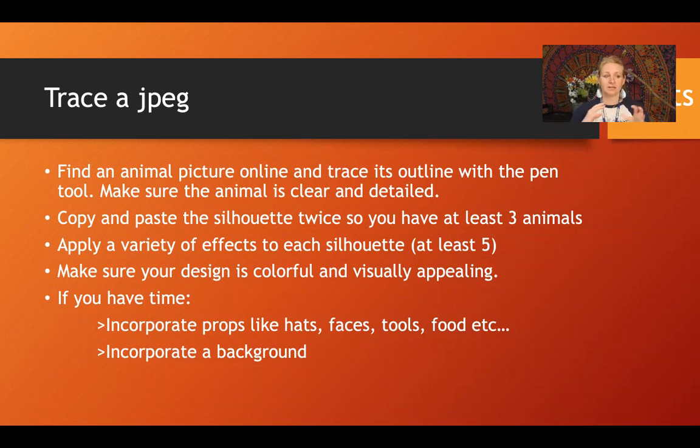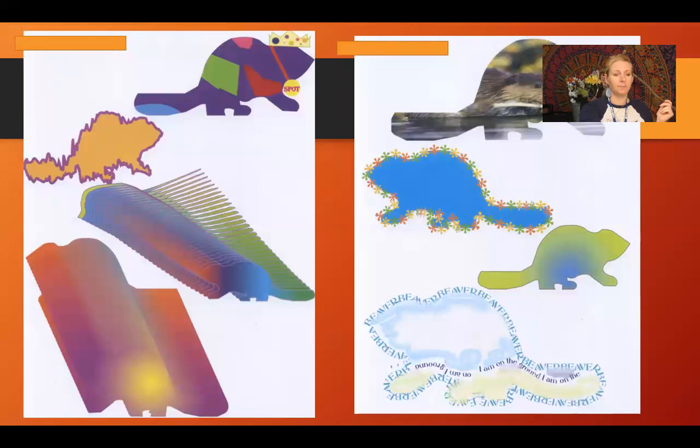Make sure your design is colorful and visually pleasing. You're using at least 5 tools per animal, like I said. And if you have time, try and incorporate some props. You could add hats or costumes, silly faces, eyeballs, tools. The animal could be doing something, maybe interacting with its background in some way. You can add food, maybe it's eating. Maybe it's breathing, like little bubbles if you have a fish or something. So think about different creative ways that you can incorporate a background behind your animal silhouette.